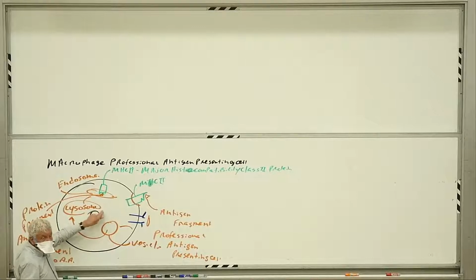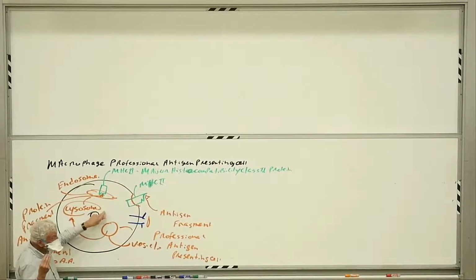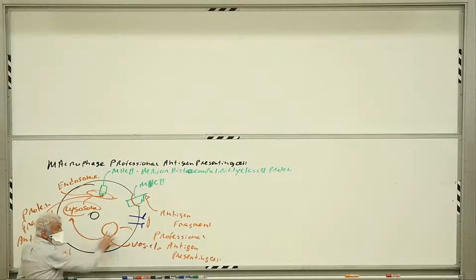So this is a professional antigen presenting cell. There are only 3 of them. Macrophages, dendritic cells, and naive B lymphocytes. And we'll come to naive B lymphocytes here in a minute. But this is where we left off.